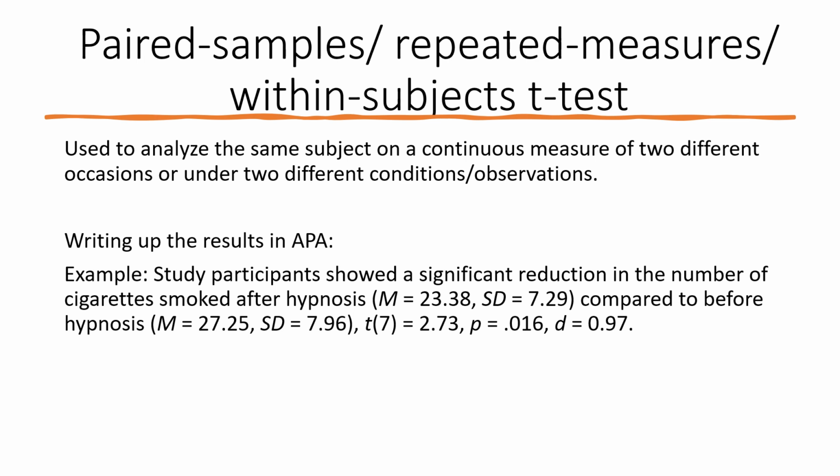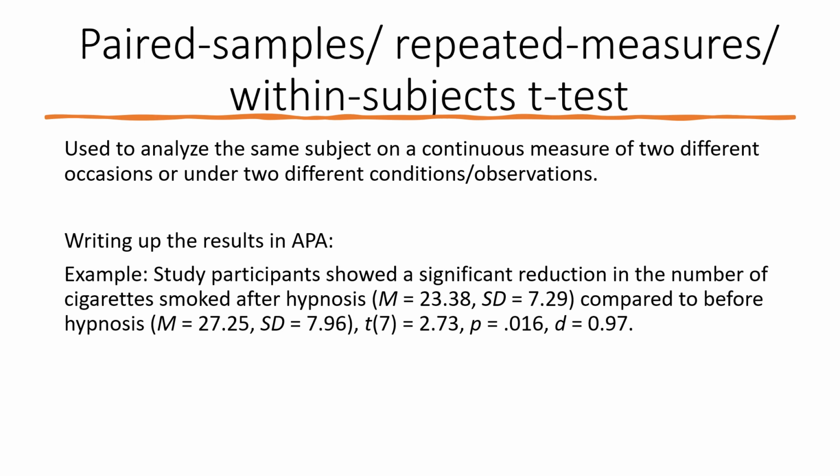Talking about paired samples, repeated measures within subjects t-tests, these tests are used to analyze the same subject on a continuous measure on two different occasions or under two different conditions or observations. And so this is going to follow a very similar pattern that you've seen with previous APA reporting on the previous slides. The example here shows study participants with how many cigarettes they smoked before and after hypnosis.